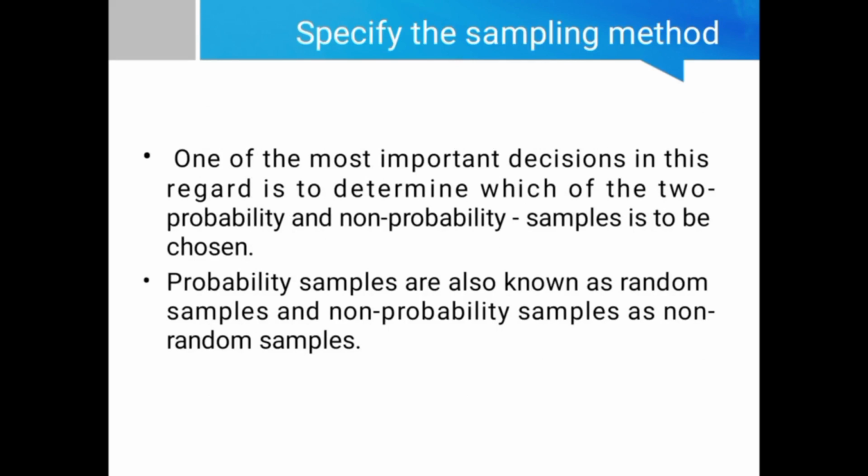Specify the sampling method. One of the most important decisions in this regard is to determine which of the two, probability and non-probability, is to be chosen. Probability samples are also known as random samples and non-probability samples as non-random samples.